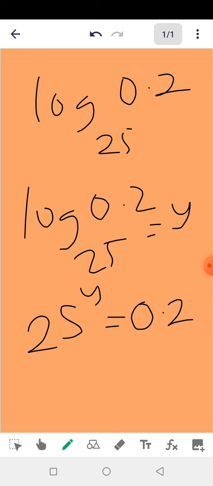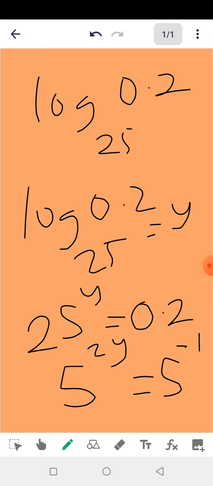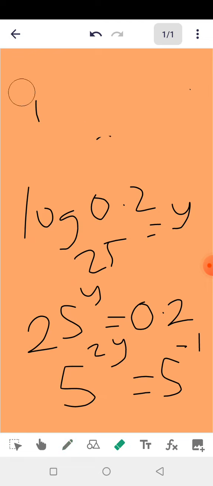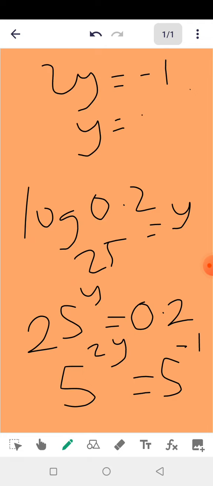Well, if you now bring in your indicial concepts, we can write 1/5 as 5 raised to the power minus 1, right? So this will be 5 raised to the power 2y is equal to 5 raised to the power minus 1. Okay, so 2y is equal to minus 1, then y is equal to minus 1 all over 2.